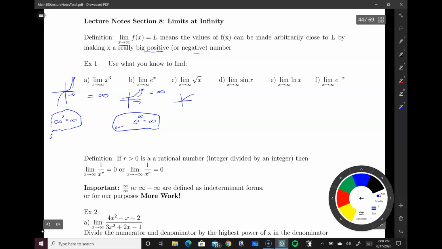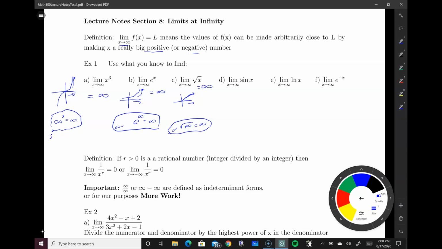Root x looks like this. As x's go to infinity, the y values continue to rise, so it is going to infinity. So again, more things to think about. The square root of infinity is infinity. Again, we're never going to write that, but you're thinking.